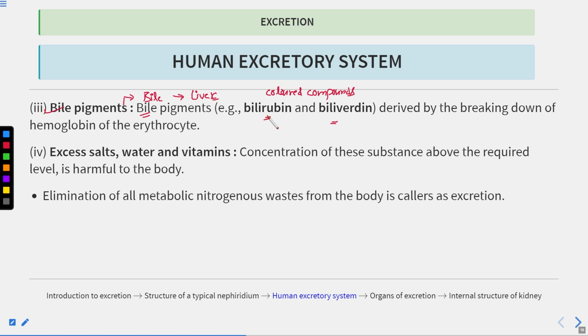So bilirubin is orangish yellow in color, whereas biliverdin is green in color. And how are they formed? These bile pigments are derived by breaking down of the hemoglobin.